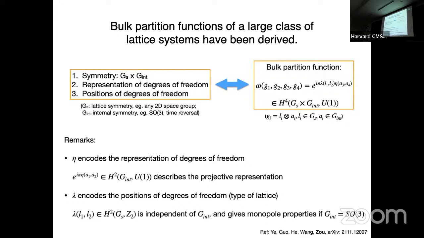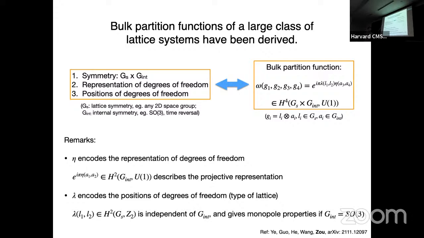So let's consider either a 1D or 2D lattice spin system. Say there's a symmetry group G_S times G_internal, where G_S can be any of the space groups in one or two dimensions. In fact, it can be generalized to higher dimensions, but there are just too many space groups in higher dimensions, so we didn't do it. So G_S can be any, say, 2D space group. And G_internal is some internal symmetry, such as SO(3) spin rotational symmetry, time reversal symmetry, or their combination, or some others. Suppose now that when I define my class of quantum materials or class of Hamiltonians, I specify the symmetry group.